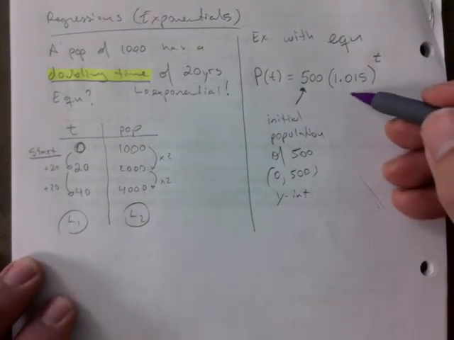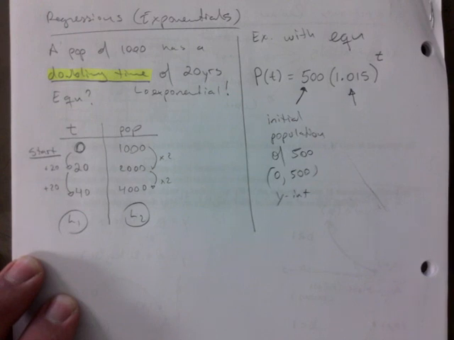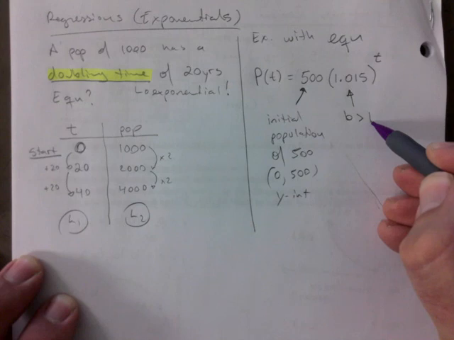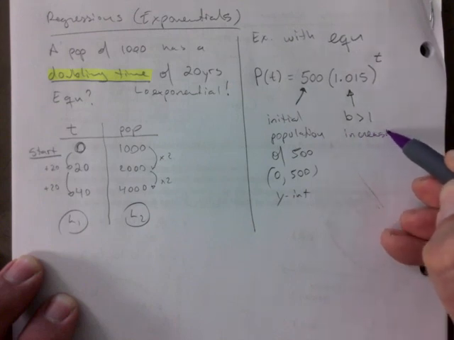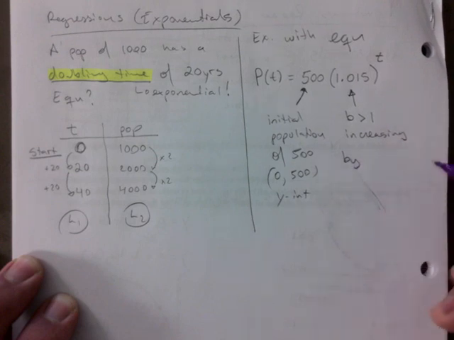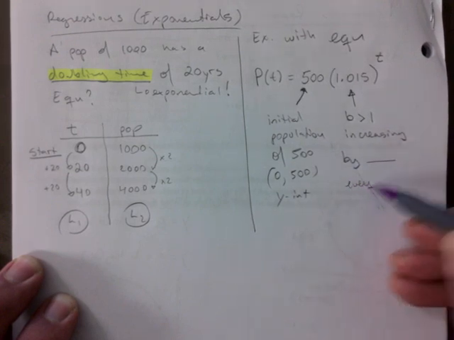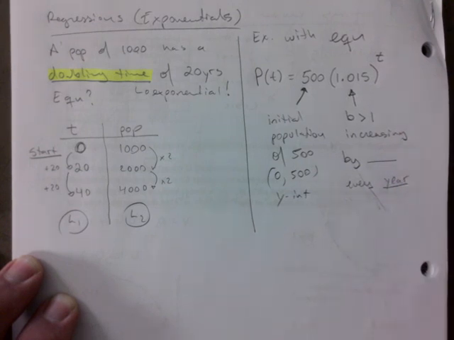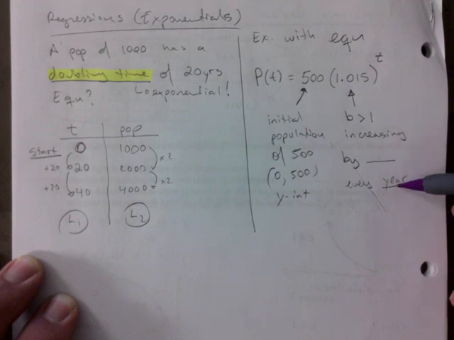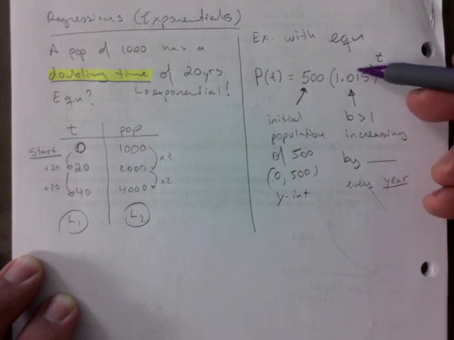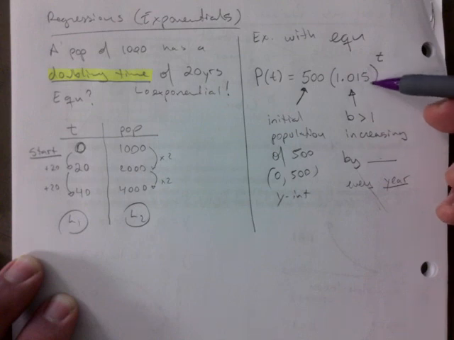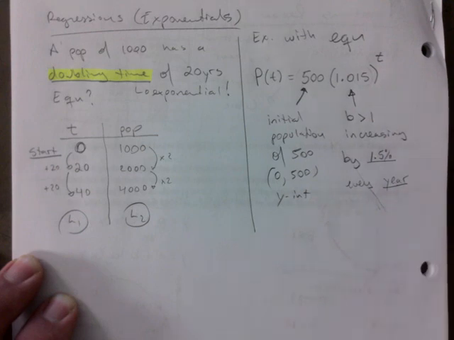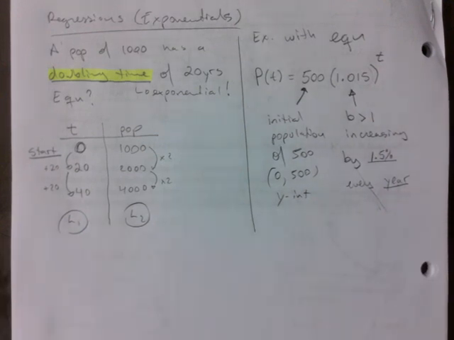What does this mean? Well, b is greater than 1. It'll be increasing by every, I think I'm going to make this years. How much am I going up by every year? It lies in here. You take 1 away from this times 100. So it's by 1.5% per year.